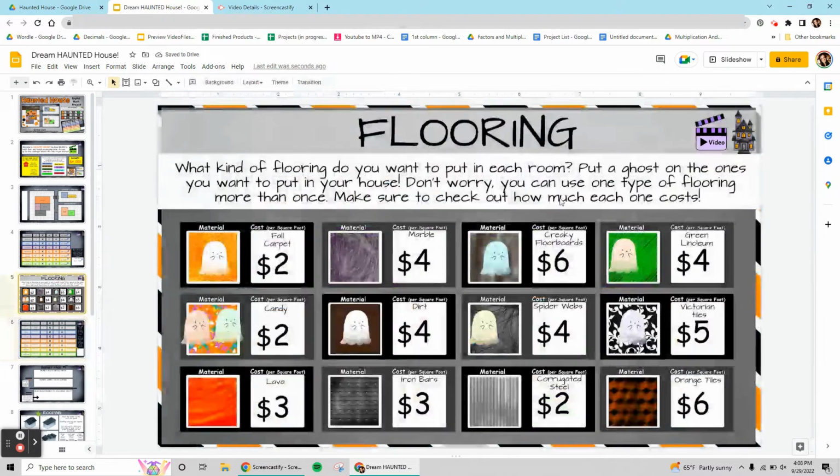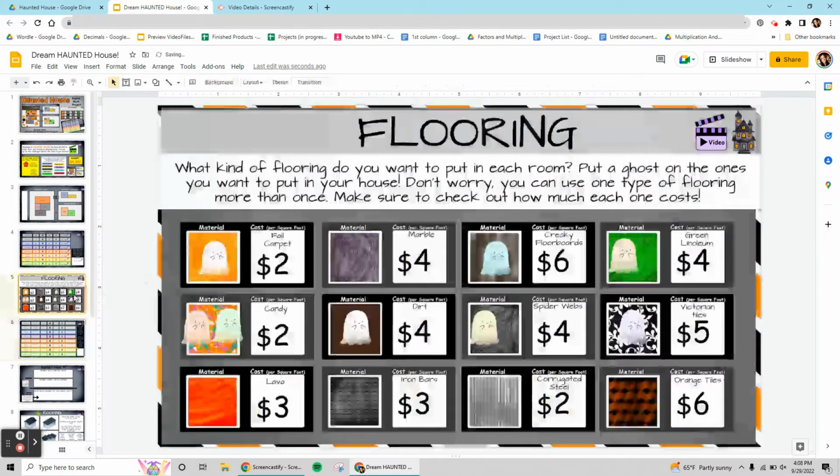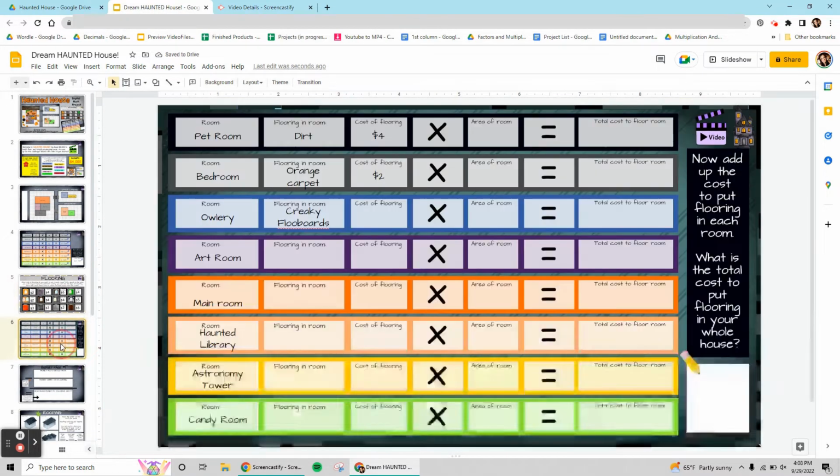But all right, Owlery is the blue one. Oh, that's right. I wanted creaky floorboards because it's on the top floor, so I think it's kind of fun if the floorboards kind of creak and the people below it can hear. How much does that cost? $6. Whoa. It's like hardwood. It costs more. $6.